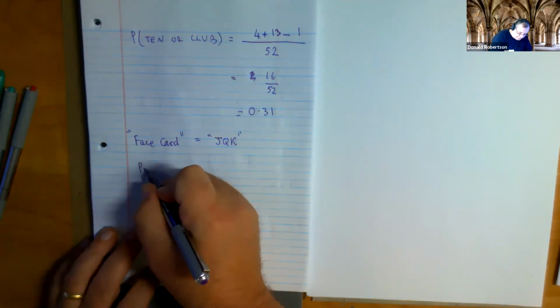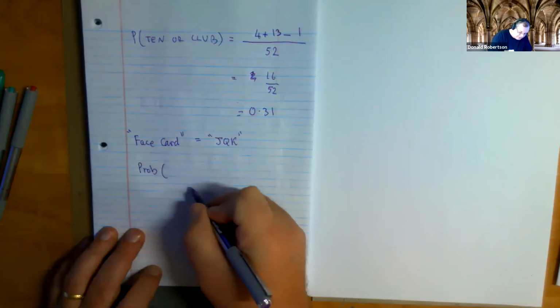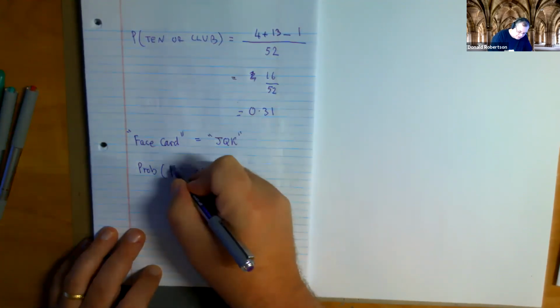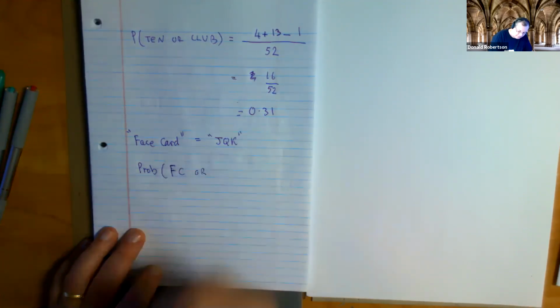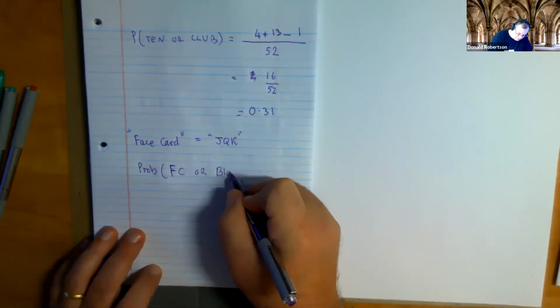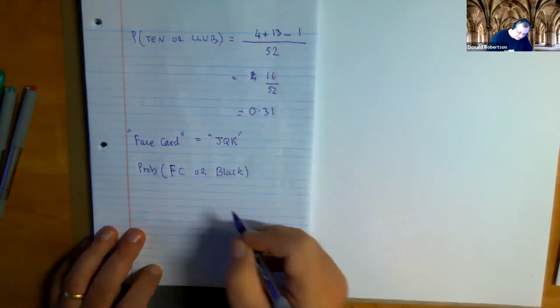So what's the probability that you get a face card or a black card?